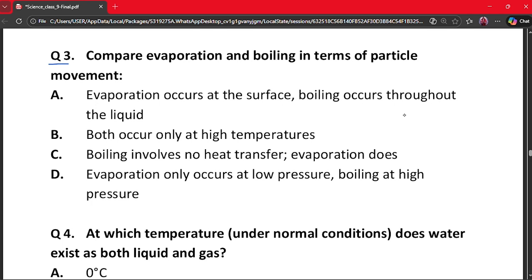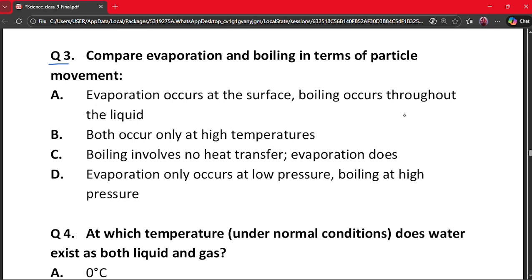Compare evaporation and boiling in terms of particle movement. A. Evaporation occurs at the surface, boiling occurs throughout the liquid. B. Both occur only at high temperatures. C. Boiling involves no heat transfer, evaporation does. D. Evaporation only occurs at low pressure, boiling at high pressure.